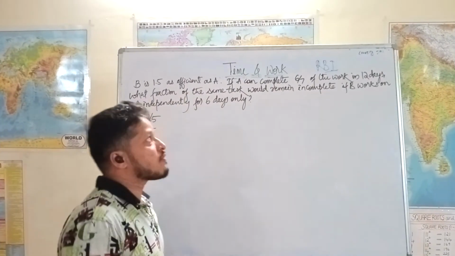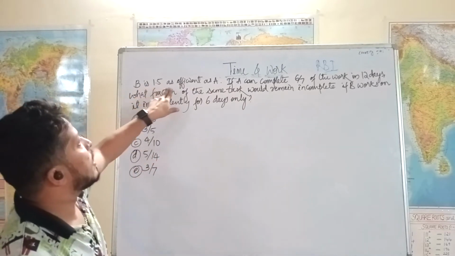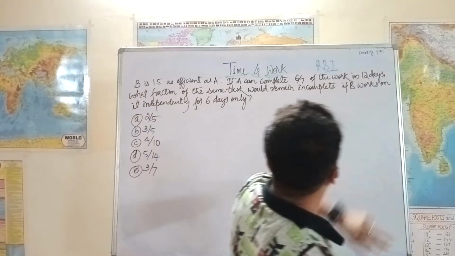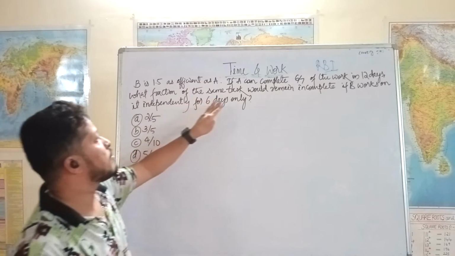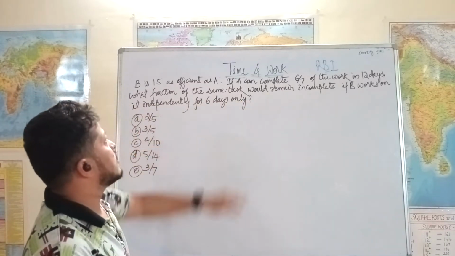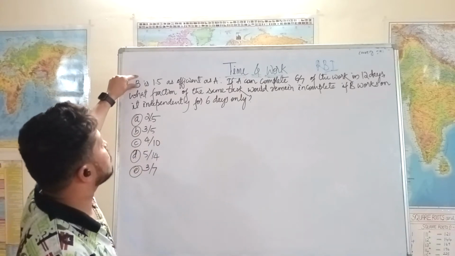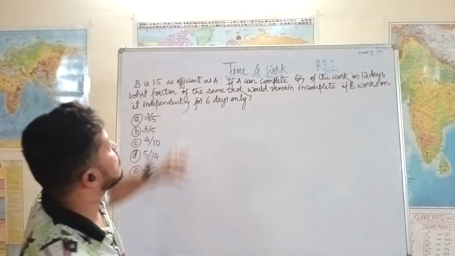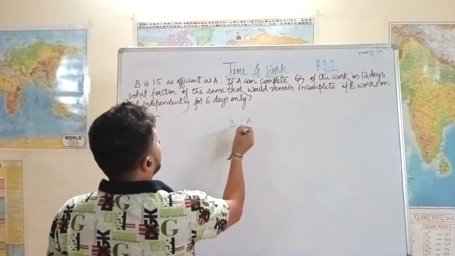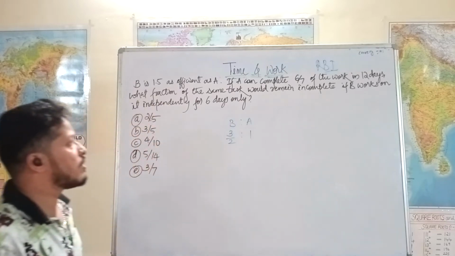Okay, we have a similar question here from RBI again. B is 1.5 times as efficient as A. If A can complete 6/7 of the work in 12 days, what fraction of the same task would remain incomplete if B works on it independently for 6 days? See, what he is saying is, now he has not given efficiency directly, he has given the ratio of their efficiencies. The ratio of B and A is 1.5. 1.5 means we can write 3/2. So this is 3/2 and this is 1.